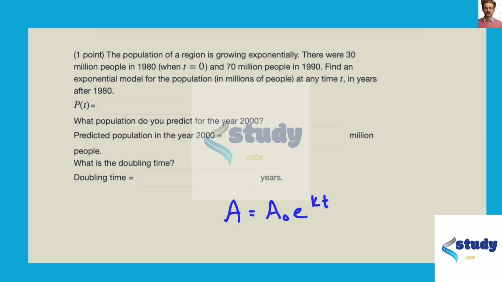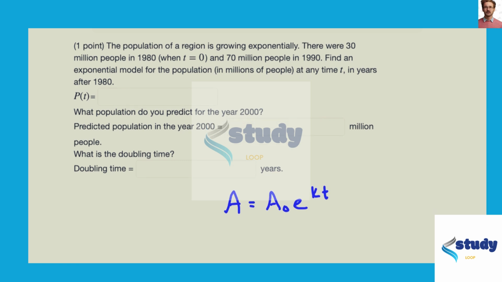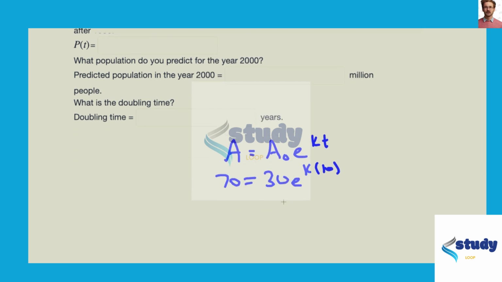And so we know that it took 10 years for it to go from 30 to 70 million. So we know it started with 30 and ended with 70, and it took 10 years to do that, from 1980 to 1990. So divide both sides by 30, then take the natural log of both sides, and then divide by 10.